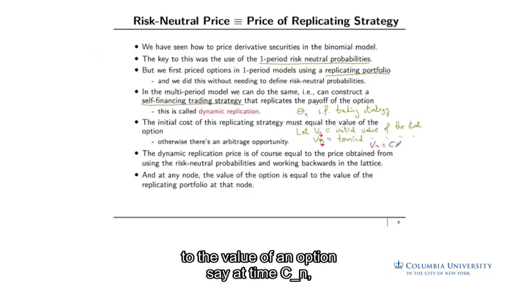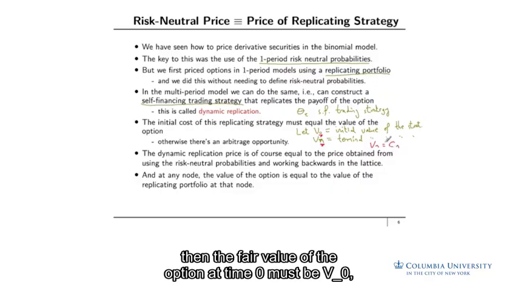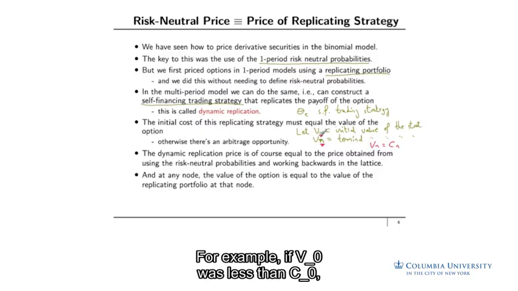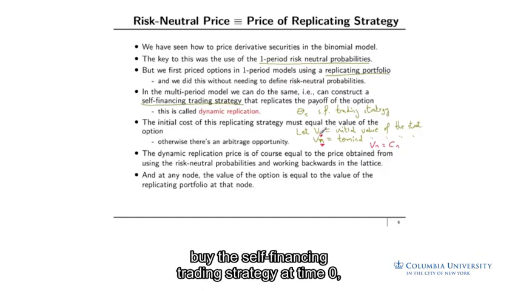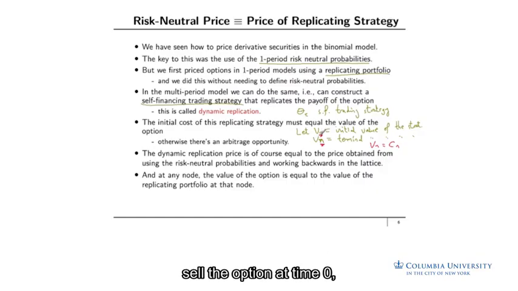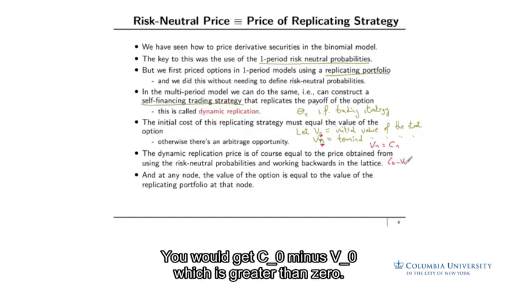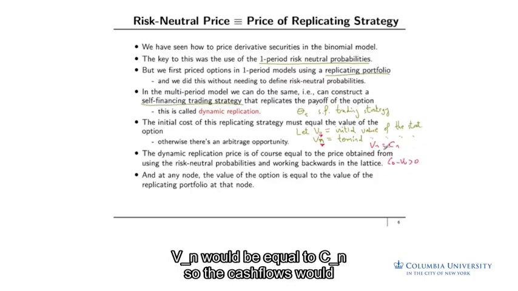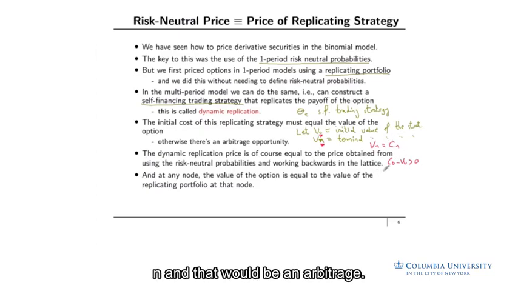So if Vn is equal to the value of an option, say at time n, Cn, then the fair value of the option at time 0 must be V0. Otherwise, there would be an arbitrage strategy. For example, if V0 was less than C0, you could buy the self-financing trading strategy at time 0 and sell the option at time 0, so you would make money for nothing. You would get C0 minus V0, which is greater than 0. And then at maturity at time n, Vn would be equal to Cn, so the cash flows would cancel each other out at time n, and that would be an arbitrage. Okay, so the initial cost of this replicating strategy must equal the value of the option.